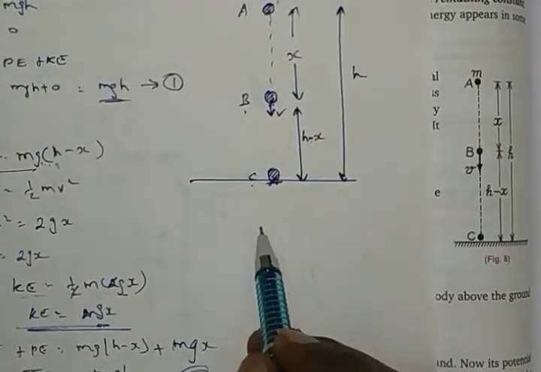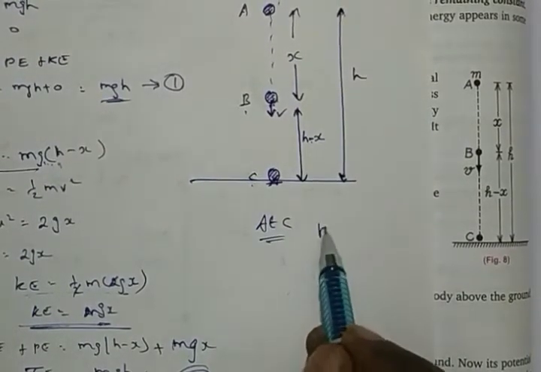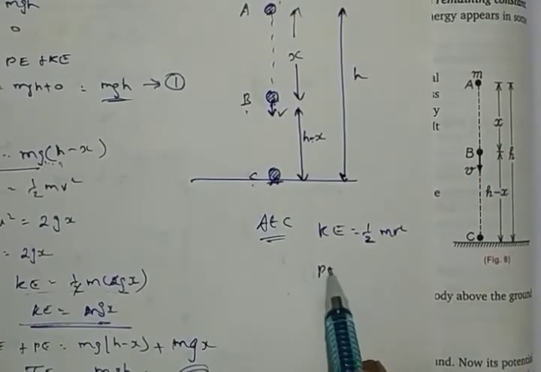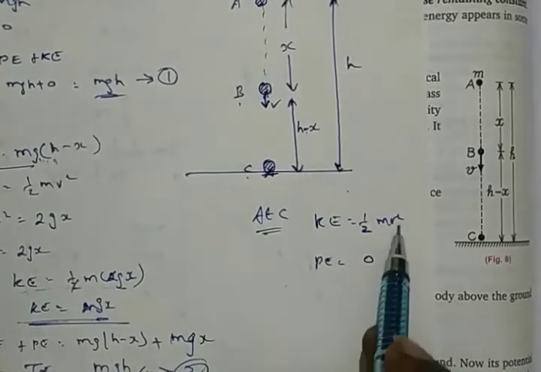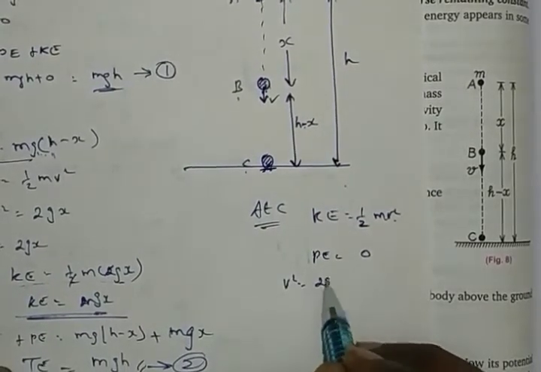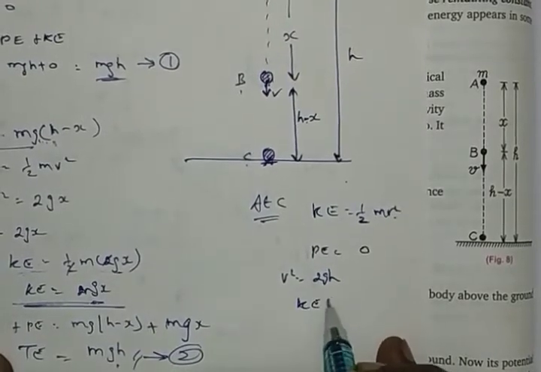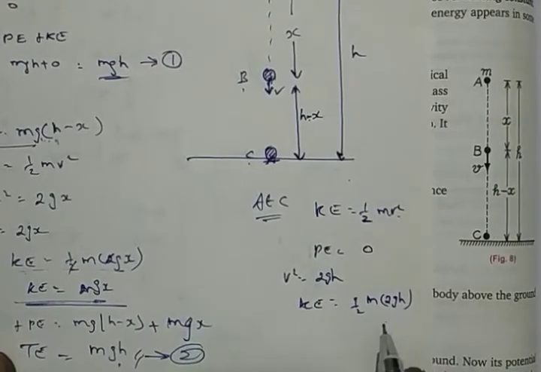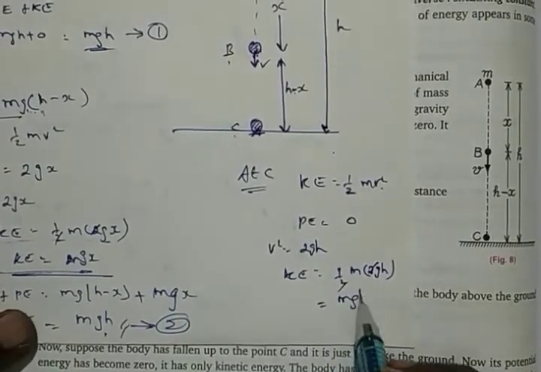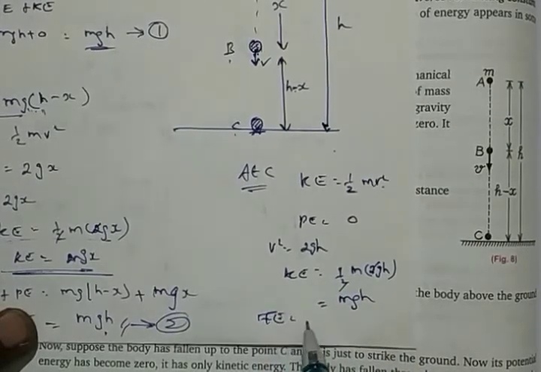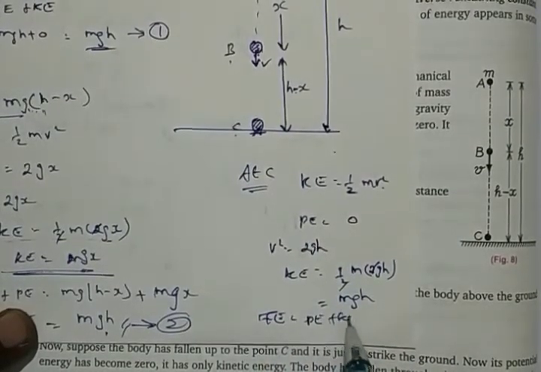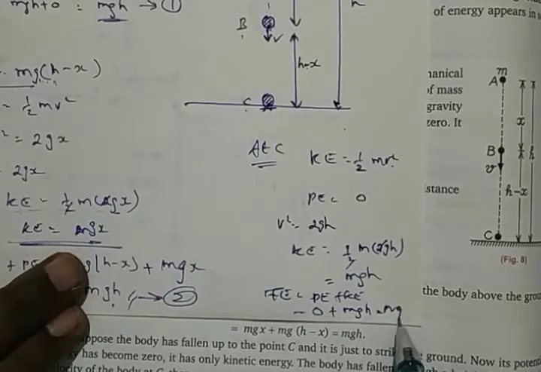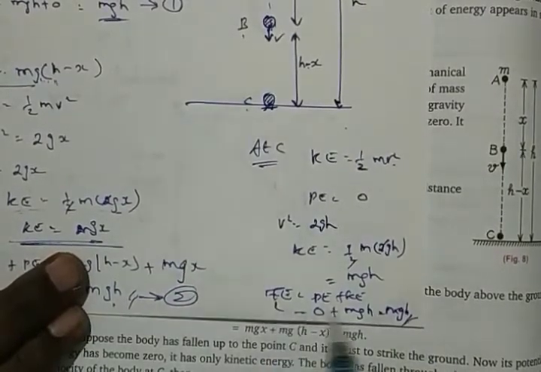At C, what happens? At C, kinetic energy is going to be equal to half m v square. Potential energy is 0 because the height becomes 0. Potential is 0. So what is the v? v square is going to be equal to 2gh. So putting together, kinetic energy is going to be equal to half into m into 2gh. So it is going to be mgh itself. So total energy is going to be equal to potential energy plus kinetic energy. It is equal to 0 plus mgh. It is going to be equal to mgh itself. So you know this one already. That's the total energy. This is equation number 3.